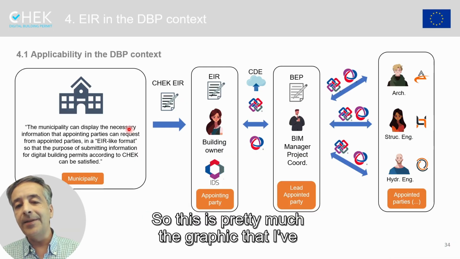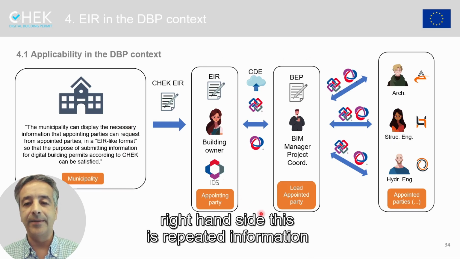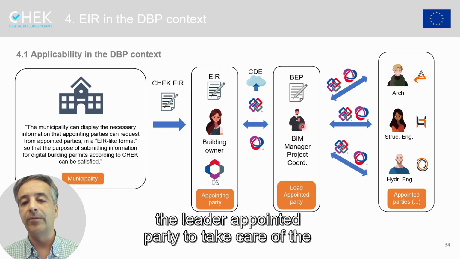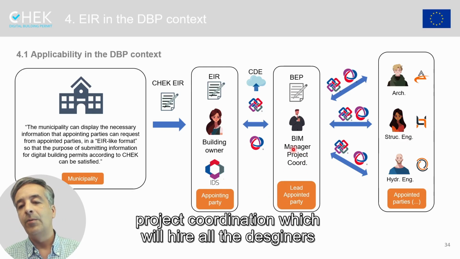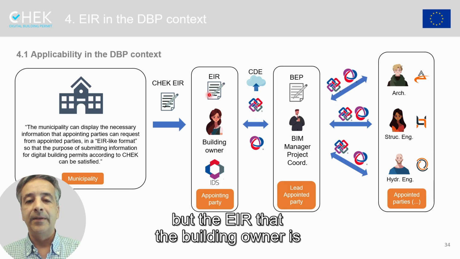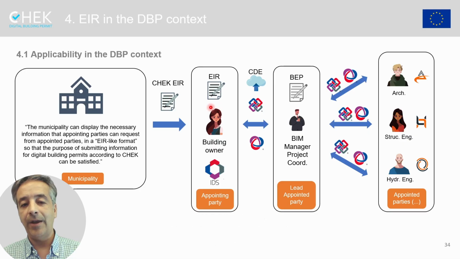So this is pretty much the graphic that I've shown you before. You see here on the right-hand side, this is repeated information. The appointing party is hiring someone, the lead appointed party, to take care of the project coordination, which will hire all the designers. They will have an IFC at the end, but the EIR that the building owner is actually issuing will be informed by the CHEK EIR.